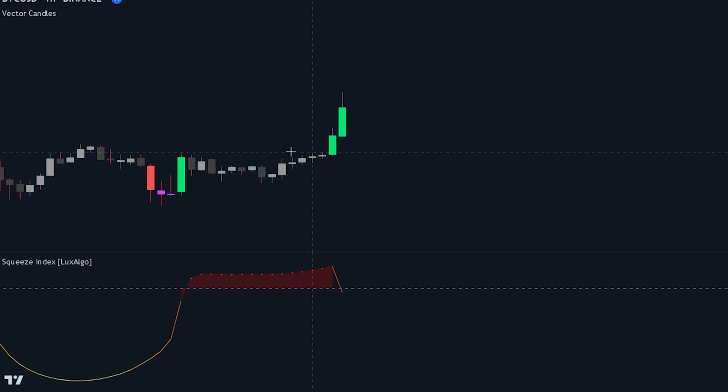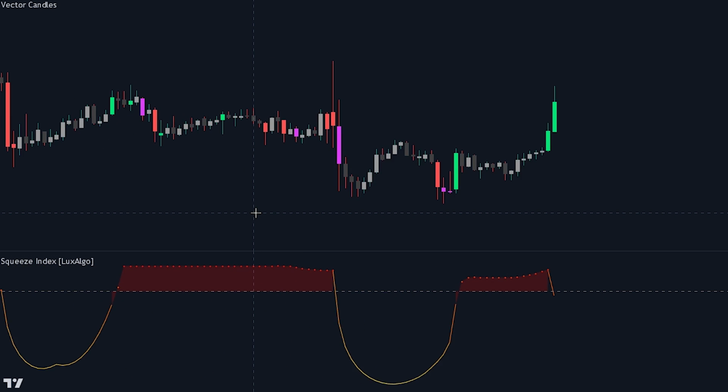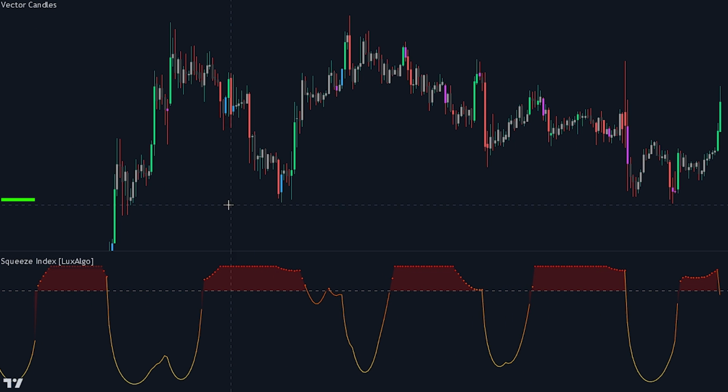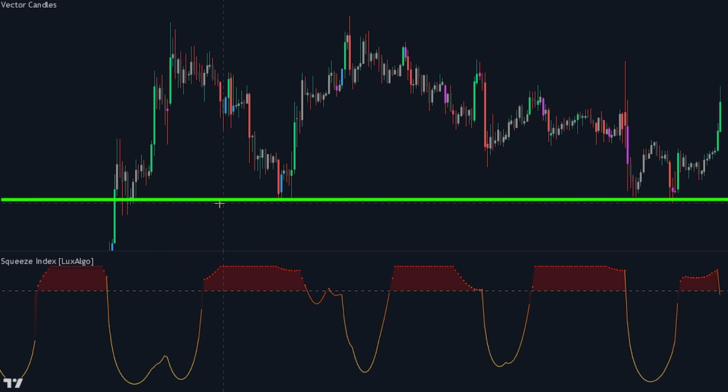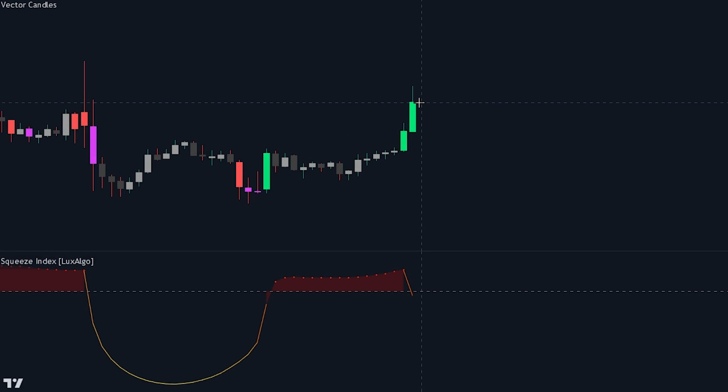As you can see here, the squeeze index value just crossed below the 80 line. This indicates that the market might break out. If we take a look at the price action, we can see that this price level has been previously used as support. Along with this, two bullish vector candles formed, indicating that there is a large amount of bullish volume. This means that there is a high likelihood of the breakout being bullish, so let's enter into the buy position.